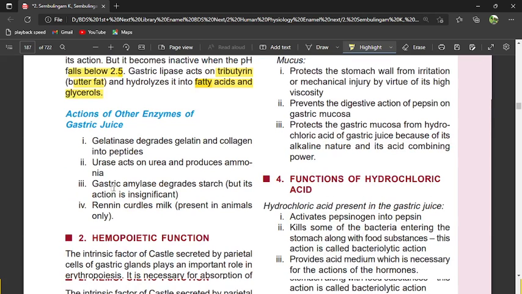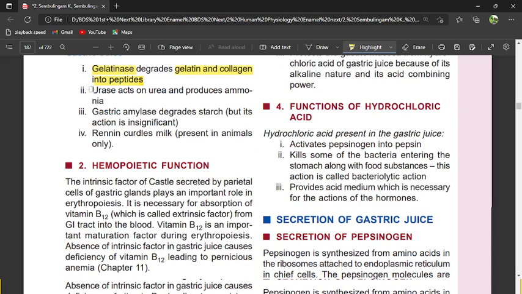Next, actions of the other enzymes. You have gelatinase. Gelatinases degrade the gelatin and collagen into peptides. Okay. Urease acts on urea, and urea is released as ammonia.